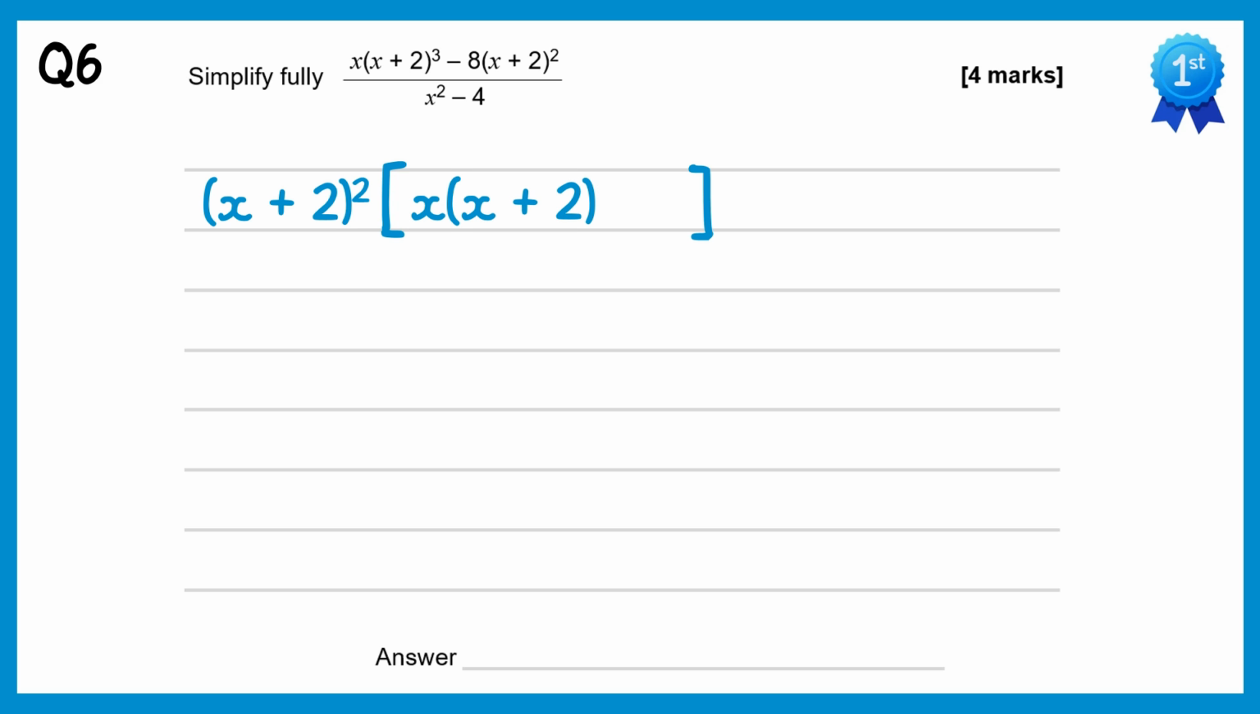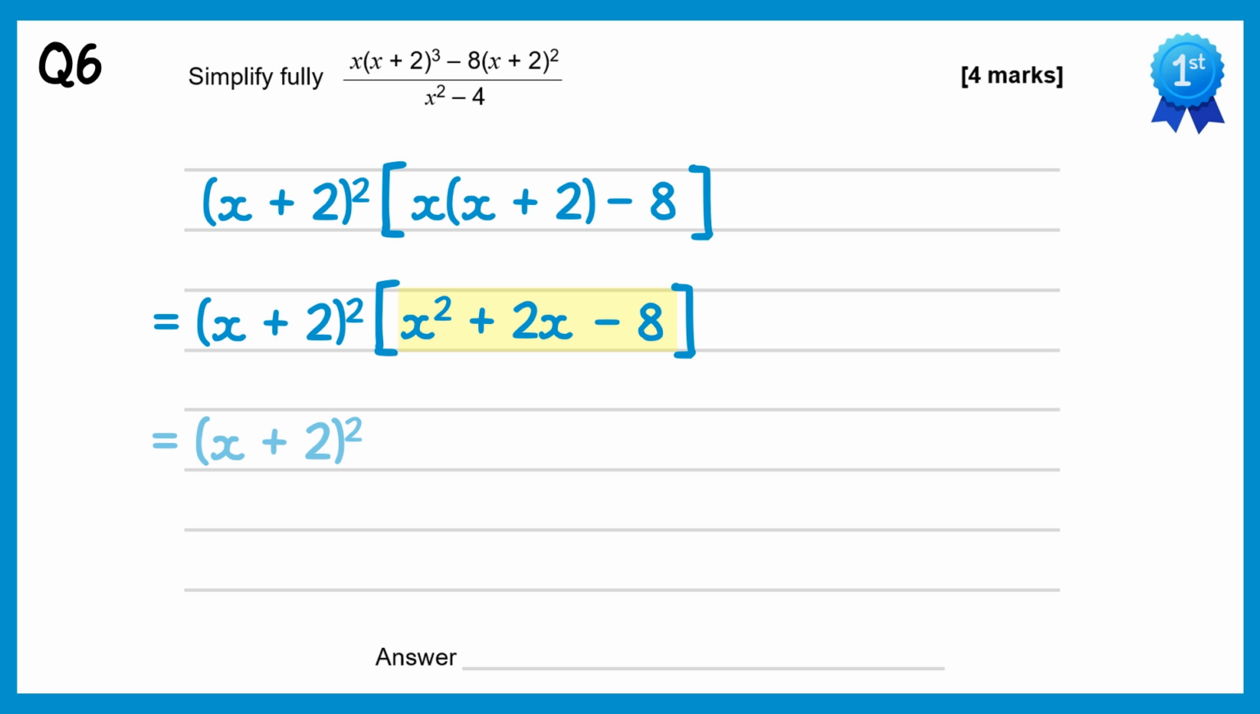Now for the second term, it's negative 8 lots of x plus 2 all squared. Now we've already factorised out the x plus 2 all squared, so we just need a negative 8. So now we've factorised out that x plus 2 all squared, we're going to simplify what's inside this big bracket here. So if we keep the x plus 2 all squared, if we expand that bracket there, it would be x times x, which is x squared, and x times 2, which is 2x. And then we've got this negative 8. Now inside these square brackets, you can see we've got a quadratic expression here, which fortunately also factorises.